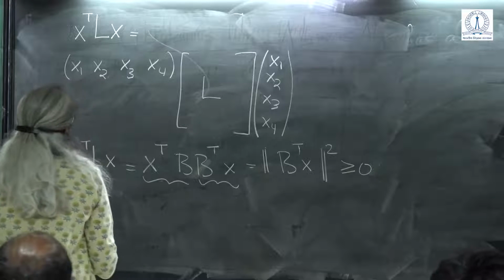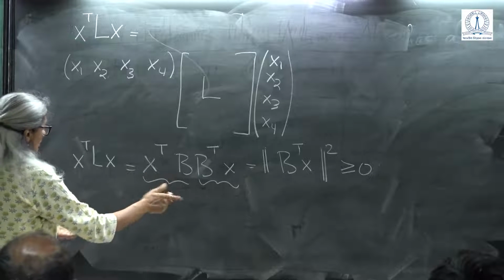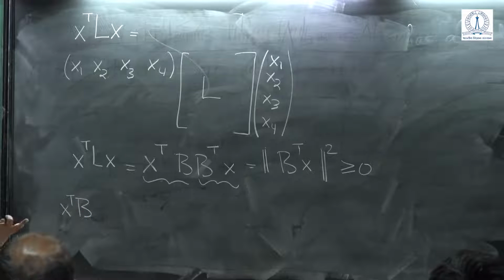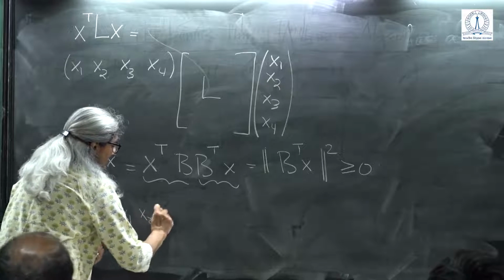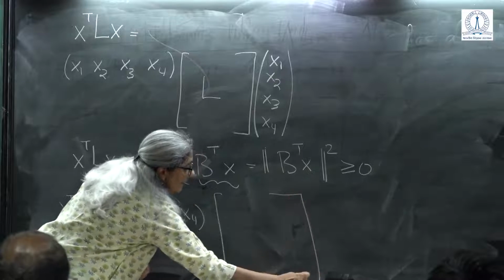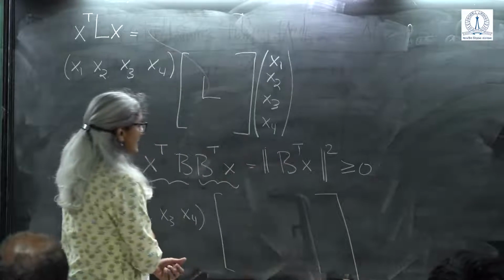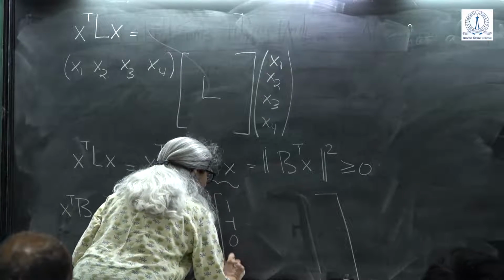But in our example, let's see what this is, right? Let's actually look at just one piece. Let's look at X transpose B. Okay, let's look at one piece. So this is going to be, in our example, x1, x2, x3, x4. And then here is the B, which is something rectangular. So I need a little bit more space. And this one in our example is 1, minus 1, 0, 0.